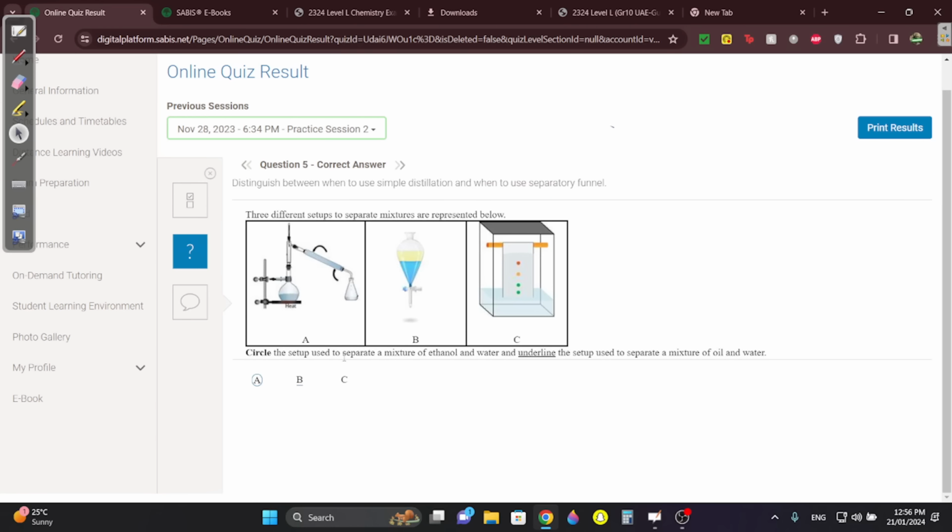Which one is used to separate a mixture of ethanol and water? Okay, ethanol and water, obviously distillation, A. And to separate oil and water, you use the separatory funnel, which is B. In the AMS, they got the question: which one do you use to separate ethanol and water? And they gave you two choices.